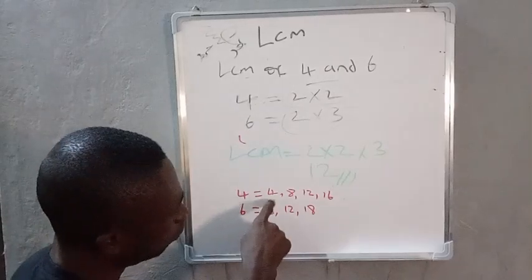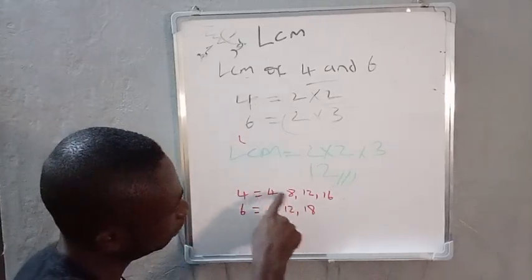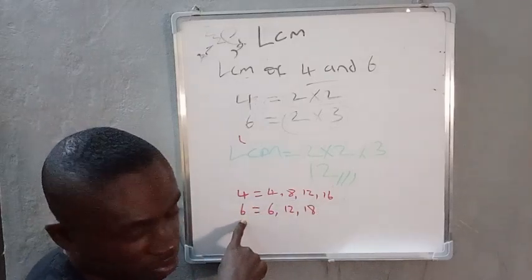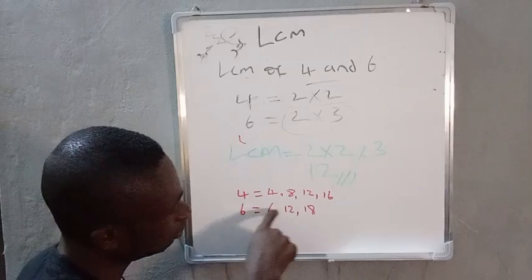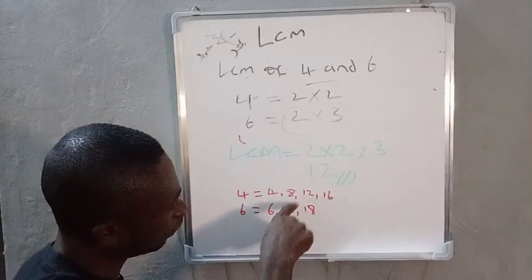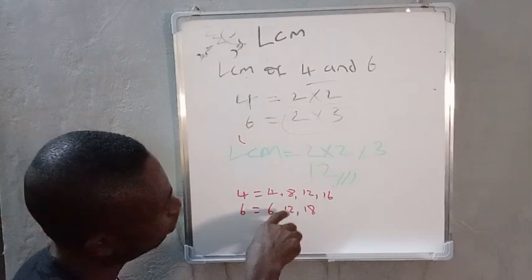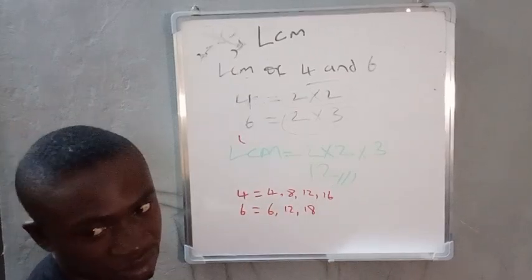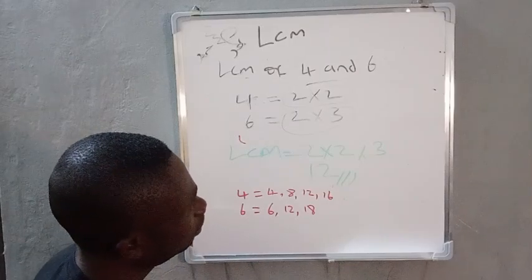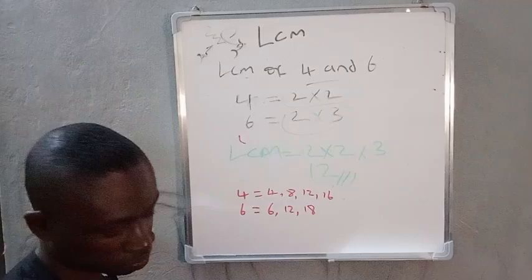Because 4 times 1 is 4, 4 times 2, 8, 4 times 3, 12, 4 times 4, 16. Now you want to look for the multiples of 6. 6 times 1, 6, 6 times 2, 12, 6 times 3, 18. So you realize that 12 and 12 is the lowest common multiple of both 4 and 6. So this is how to calculate lowest common multiple.